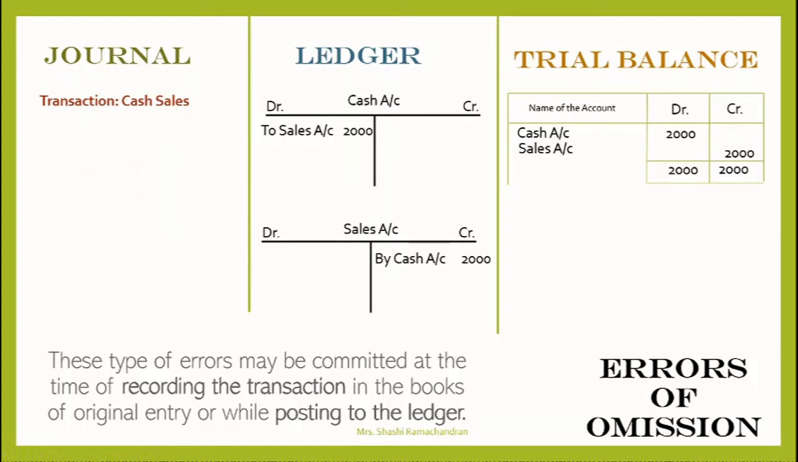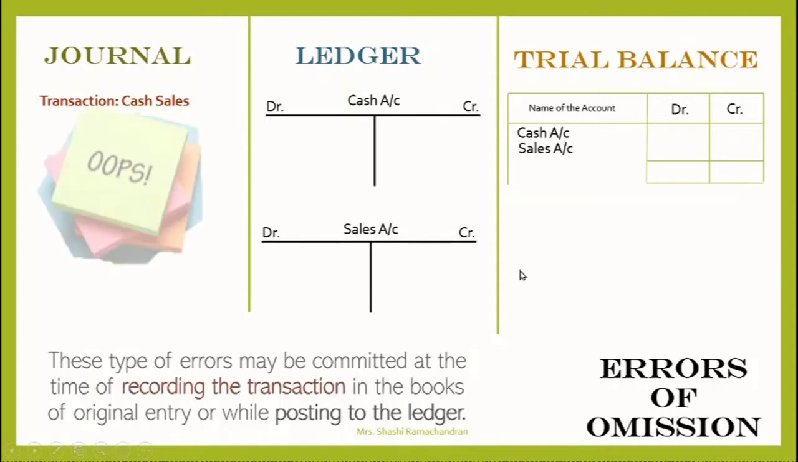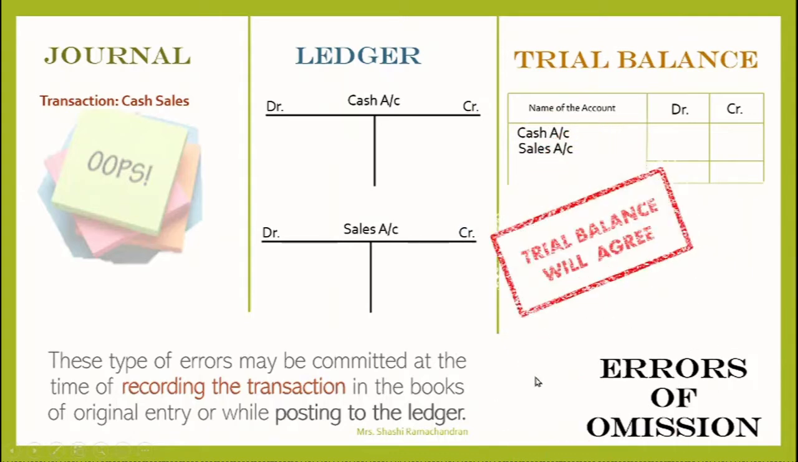If the transaction is not recorded, it will not be posted in the ledger, and so it will not be shown in the trial balance. So what do you think? Does the trial balance agree? Is the total the same? Yes, the total is the same. So we can say that when the transaction has not been recorded into the journal, in this case also the trial balance agrees. This type of error we cannot identify or locate with the help of the trial balance.